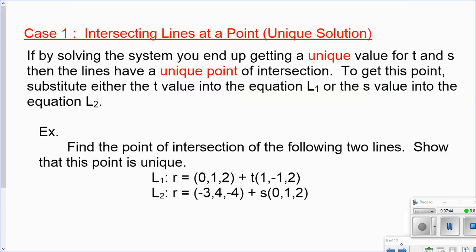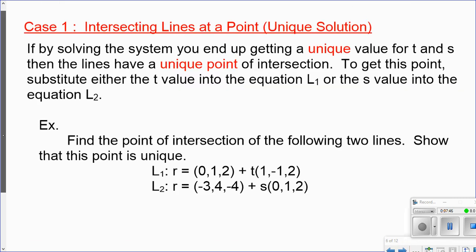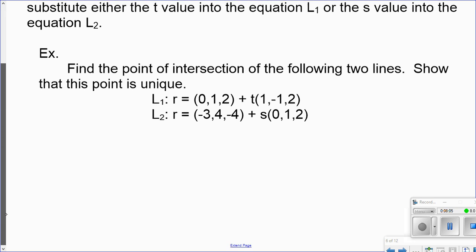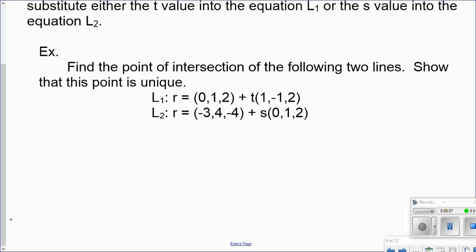So let's do examples here for each of the situations. Here's case 1, intersecting lines at a point. We've got two intersecting lines, and this situation is going to intersect at a point. This is called a unique solution in the textbook. We get this point by substituting t into the value or s into the other value. So let's consider the two lines here. Find the point of intersection of the following two lines. Show that this point is unique.